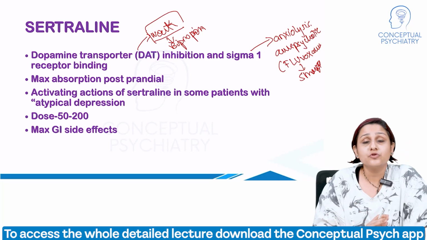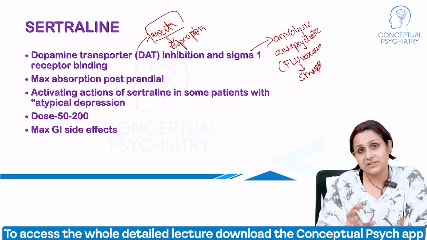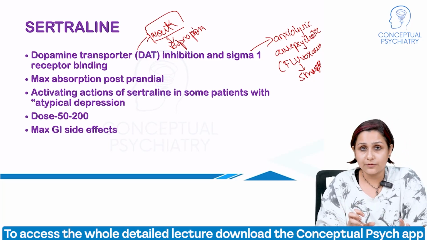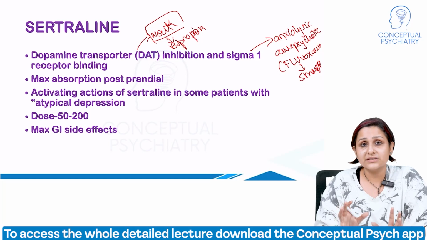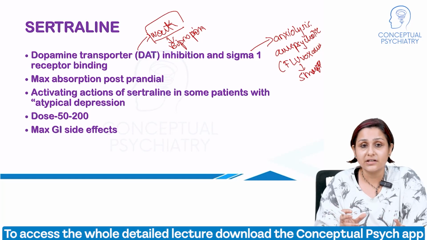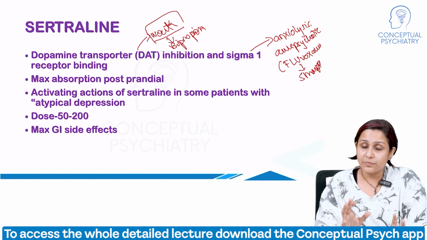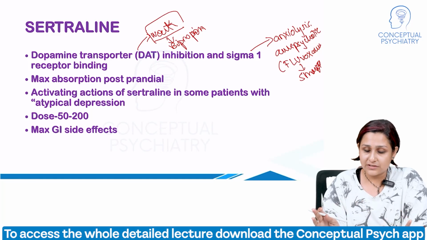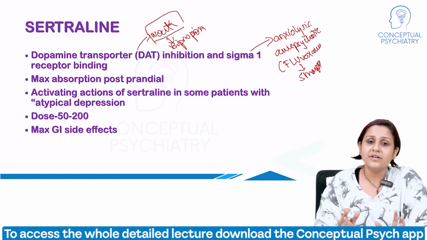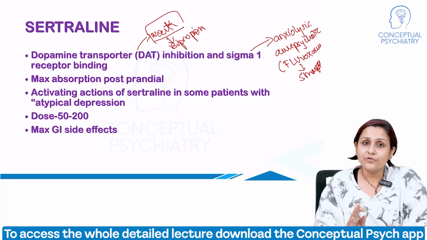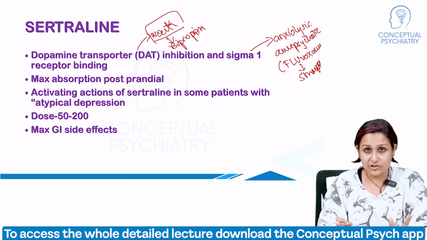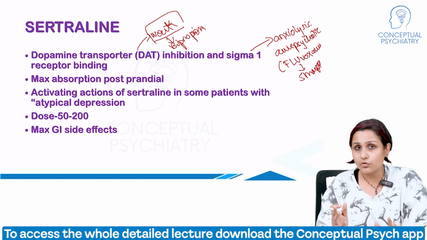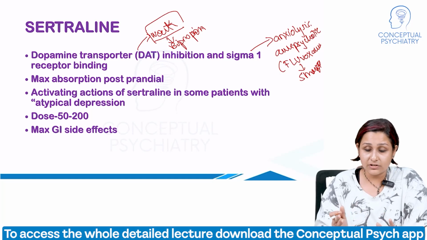The maximum absorption is postprandial. So you would ask your patients to take it after a meal, but it also is the SSRI with the maximum GI symptoms. It can cause a lot of diarrhea. So you need to be careful about patients who already have GI symptoms. It is again a very activating type of molecule, and the dose is 50 to 200 with respect to depression, but in OCD you can go up till 300 and even 400 as well.